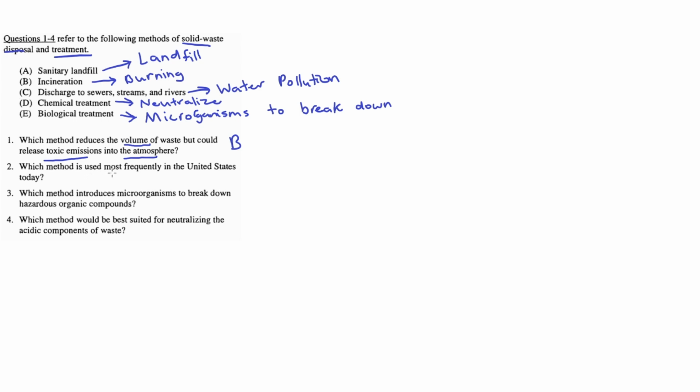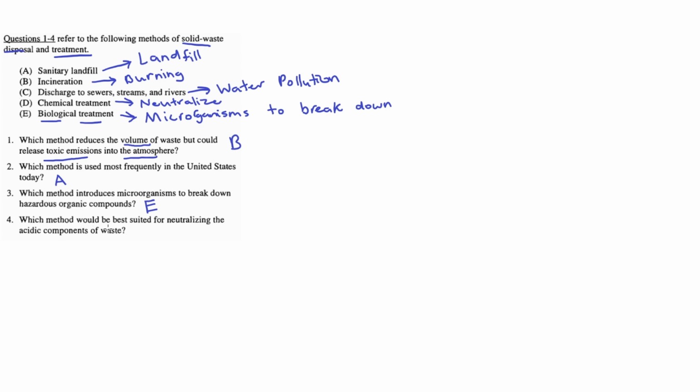2. Which method is used most frequently in the United States today? So the method that's used most frequently of these 5 is sanitary landfill. It's dumping the waste or pollution into a landfill. So question 2 would map to A. 3. Which method introduces microorganisms to break down hazardous organic compounds? So looking at these answer choices, we can clearly see that option choice E uses microorganisms to break down these organic compounds. So E would match to question 3.